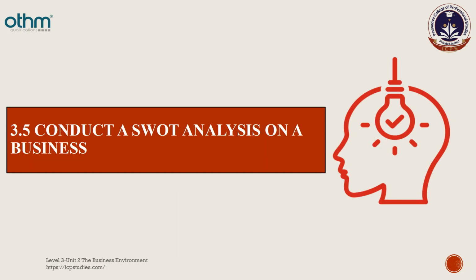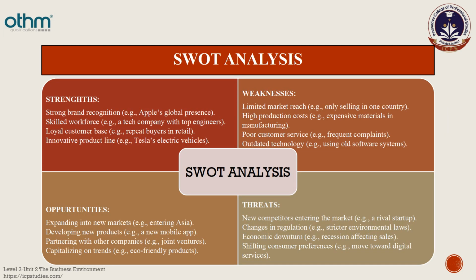So now we have the fifth assessment criteria of the third learning outcome, in which we conduct the SWOT analysis on some business. First, we have to understand what SWOT analysis is. SWOT analysis is basically the tool to identify the strengths, the weaknesses, the opportunities, and the threats of the business, right? So first we talk about the strengths. The strength of a company can be its strong brand recognition. For example, Apple is one of the global companies, and its global presence is its strength.